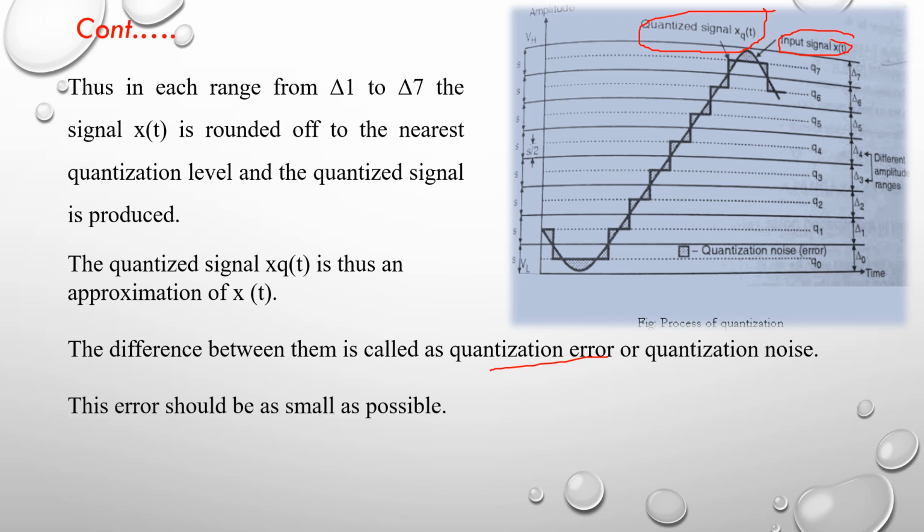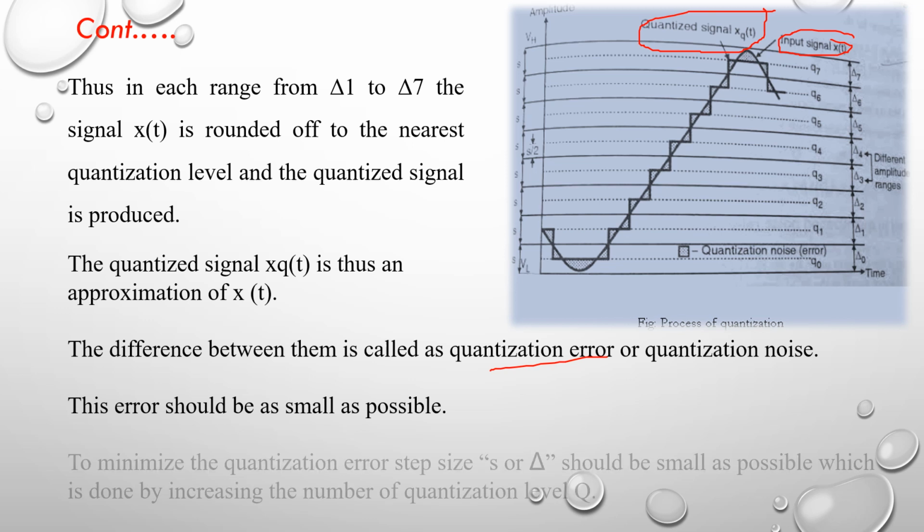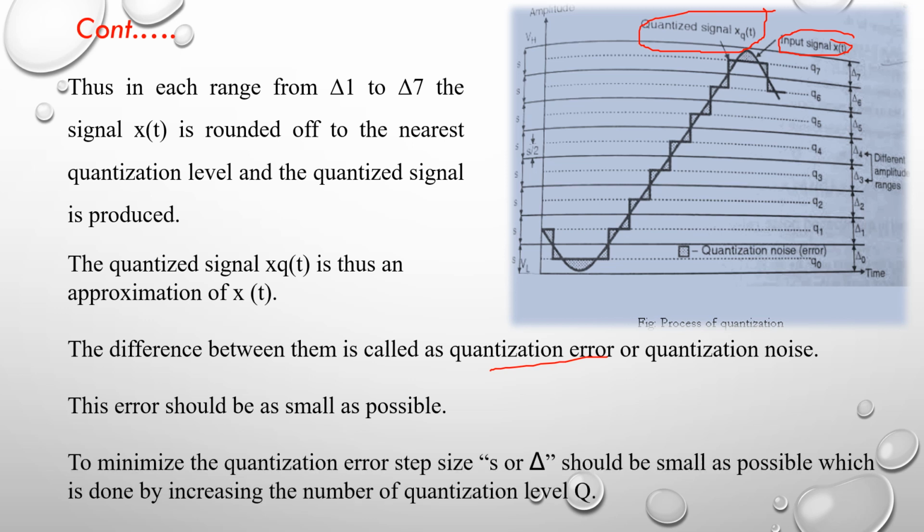This error should be as small as possible. To minimize the quantization error, the step size delta should be as small as possible, which is done by increasing the number of quantization levels. So for example, in this particular example, the number of quantization levels is 8. So if you increase the quantization levels from 8 to 16, the error will be reduced.